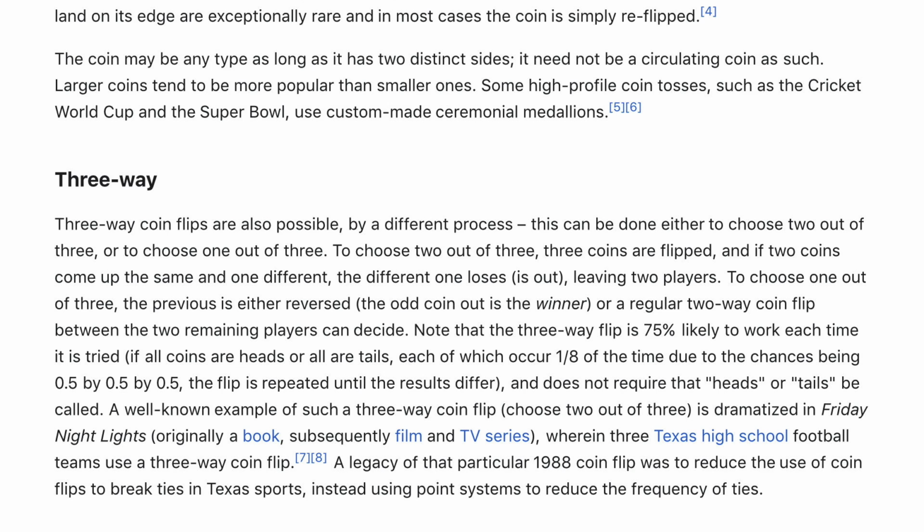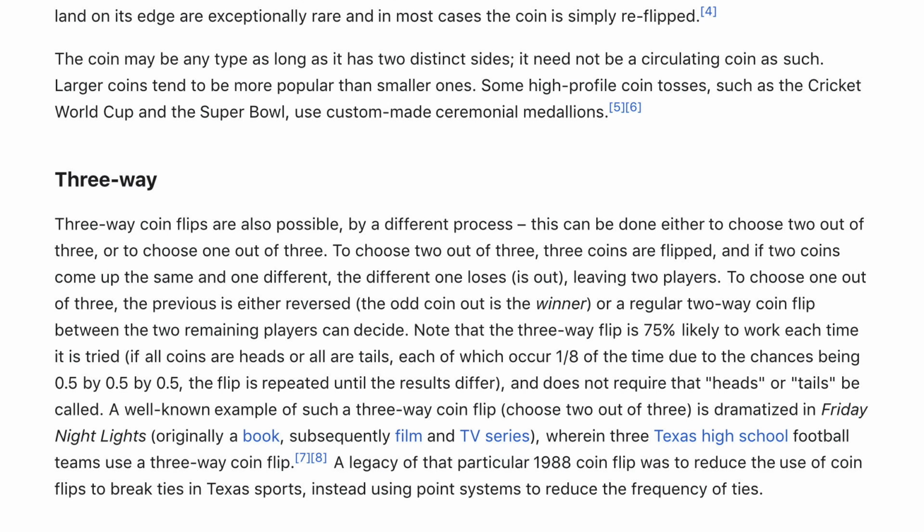Note that the 3-way coin flip is 75% likely to work each time it is tried. If all coins are heads or all are tails, each of which occur 1/8 of the time due to the chances being 0.5 by 0.5 by 0.5, the flip is repeated until the results differ, and it does not require that heads or tails be called.